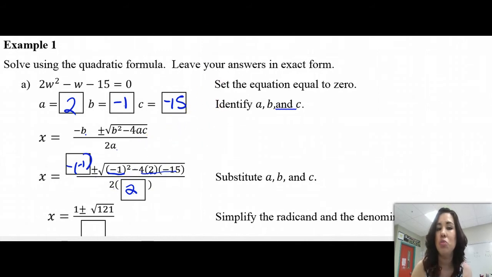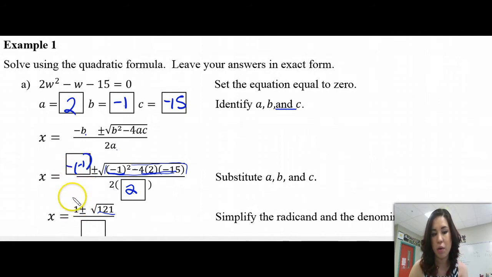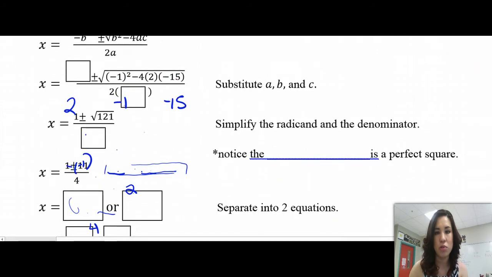And then I'm just going to do my math. I could actually just put this all on my calculator. And I get 121. Negative 1 squared, negative 1 times negative 1, is a positive 1. That's why we got a 1 here. So 1 plus or minus the square root of 121, over 2 times 2, which is 4. So those are my answers there.